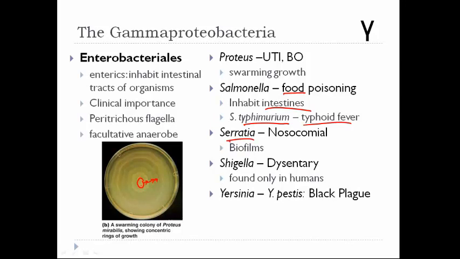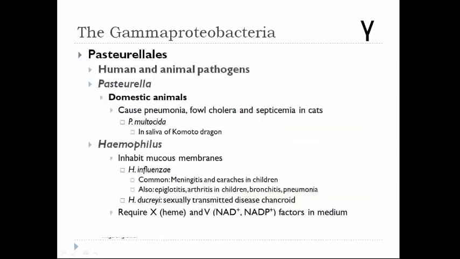Serratia, we play with it in the lab. It can form biofilms. It is a hospital-acquired infection. However, it was at one time thought not to be dangerous because normal individuals see an infection with Serratia. Next is Shigella, and Shigella causes dysentery, and it's found only in humans. And then we have Yersinia, and Yersinia pestis is well known, causing the Black Plague.